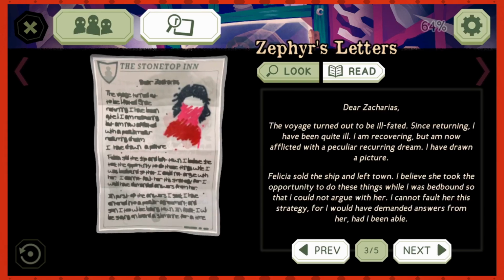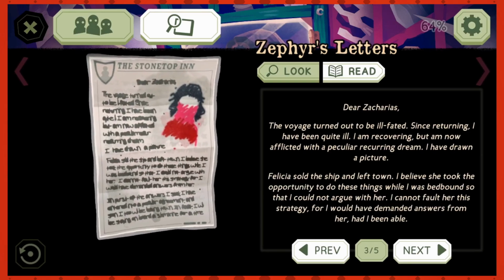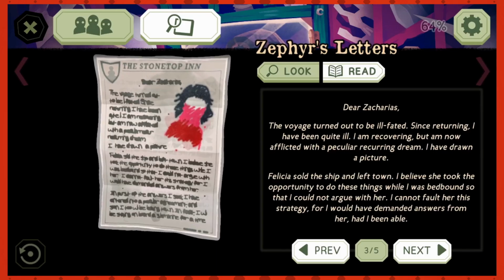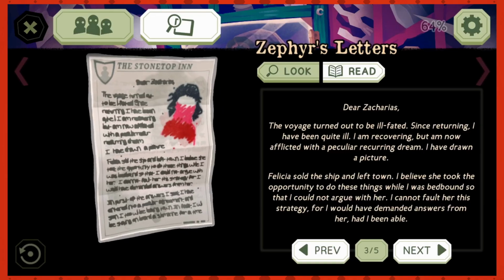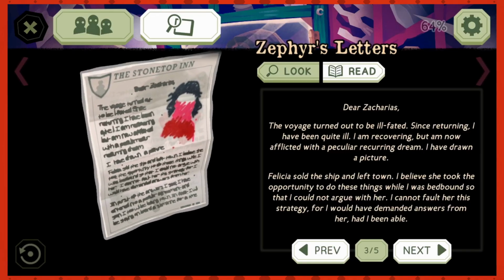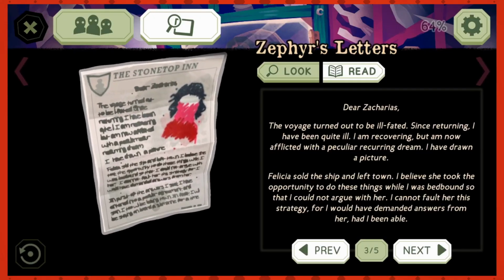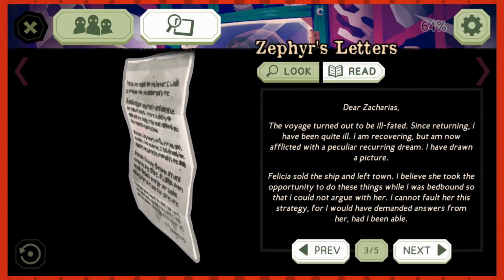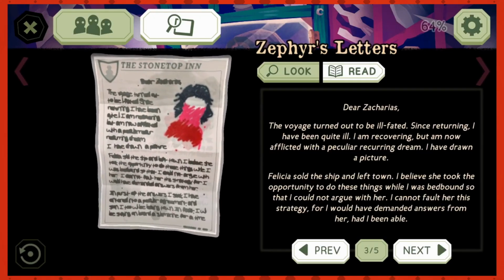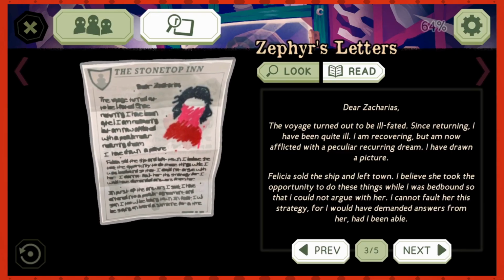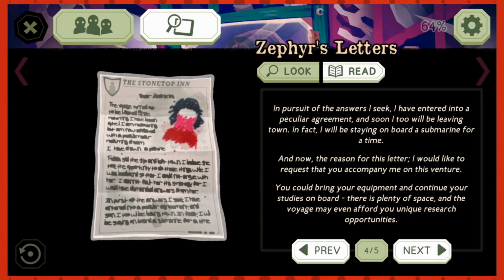Dear Zacharias, the voyage turned out to be ill-fated. Holy shit, that looks like Hawkshaw. Since returning, I've been quite ill. I'm recovering, but I'm now afflicted with a peculiar recurring dream. I've drawn a picture. Felicia sold the ship and left town. I believe she took the opportunity to do these things while I was bedbound so that I could not argue with her. I cannot fault her this strategy, for I would have demanded answers from her had I been able. In pursuit of the answers I seek, I've entered into a peculiar agreement, and soon I too will be leaving town. In fact, I'll be staying on board the submarine for some time.